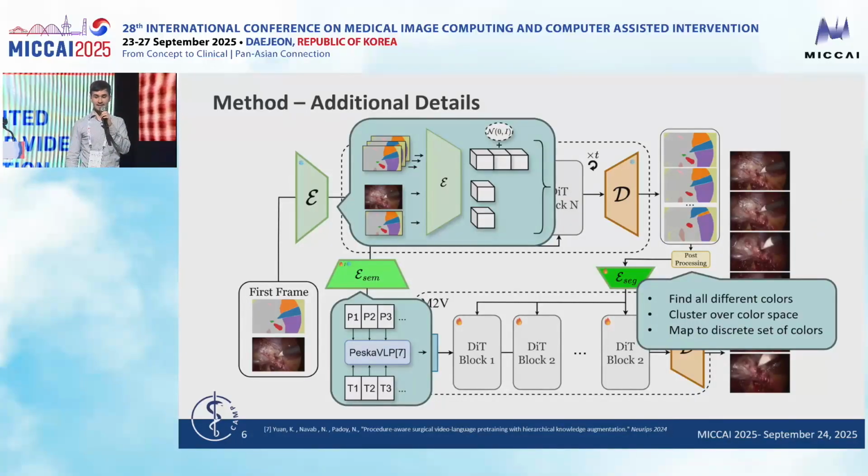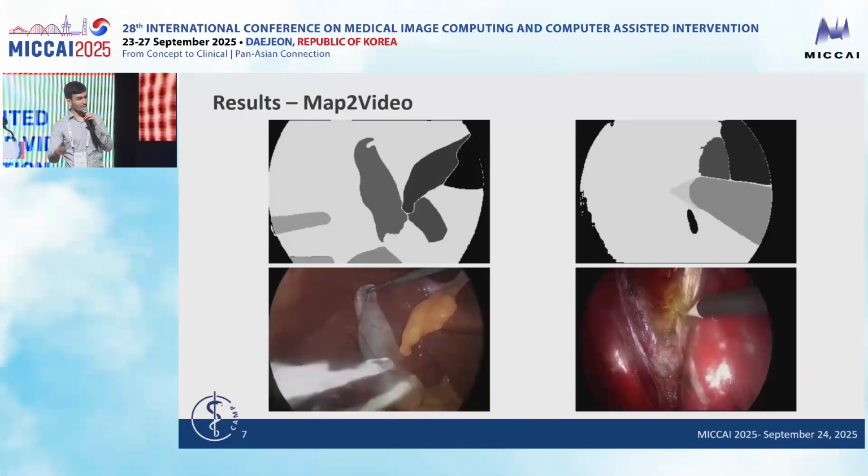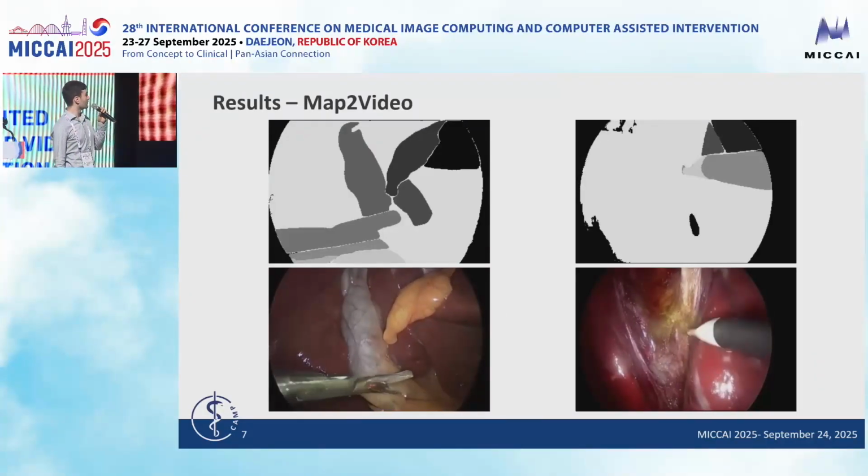And so it won't necessarily give out perfect semantic segmentation maps. They need to be post-processed so that they don't have a huge variety of colors. So we use a clustering procedure of the space of colors and map these to a smaller set of discrete colors. Without further ado, let's go to some results.